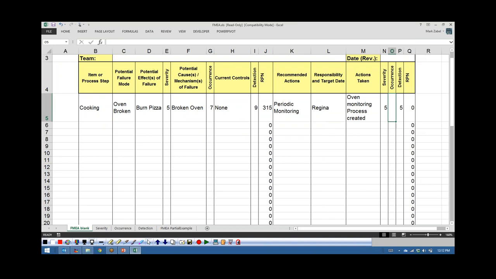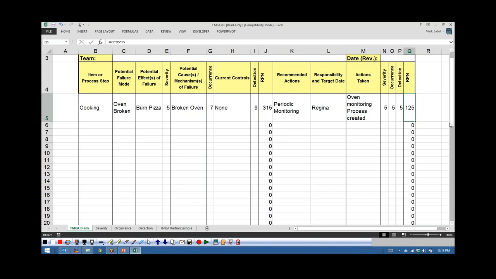Okay. Now, occurrence, should that stay the same or did it change? This is where classical statisticians get angry, because a lot of people would argue that all you did by putting in the detection is change the likelihood that this was going to occur. So why are we doing both? Well, a lot of people, including myself, find this idea of explicitly putting in what business controls we have on this, and offering that as a way of mitigating the risk, is often a very strong way of mitigating risk. So I'll put in a 5 there, and we'd be able to get a new RPN.